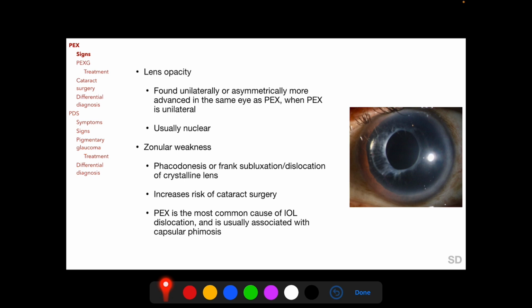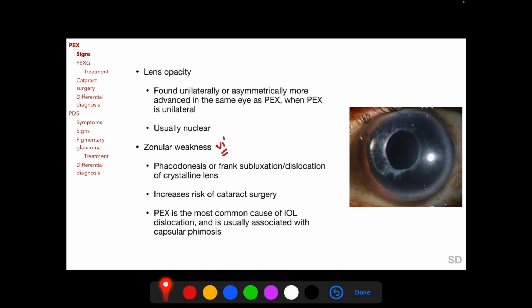Eyes with pseudoexfoliation typically show opacity of the crystalline lens, which is usually nuclear in character. And when the presentation of pseudoexfoliation is unilateral, which is actually the case in most pseudoexfoliation patients, the lenticular opacity is also found unilaterally or asymmetrically much more advanced in the eye with pseudoexfoliation. Weakness of the zonular apparatus of the crystalline lens is another characteristic feature of pseudoexfoliation, which along with inadequate dilatation of the pupil is very important to remember.